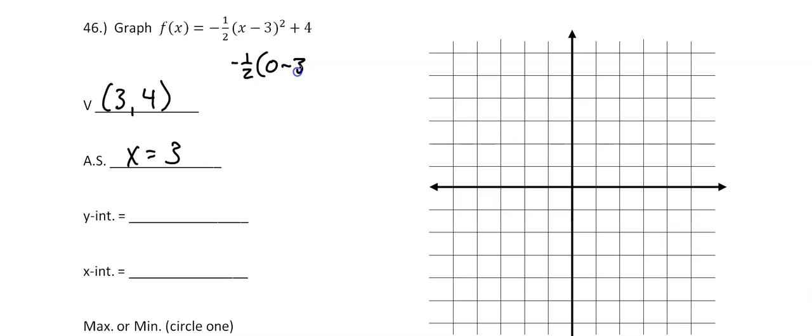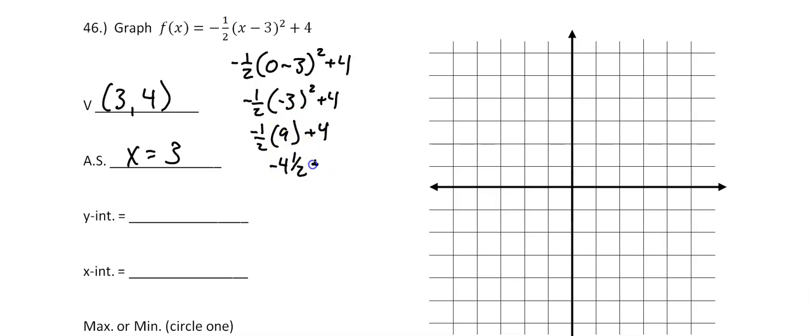And this one is a little bit more difficult to do that than standard form was, but we plug it in. See what happens. Negative 3 squared. So now I have negative 1/2 times 9. That's a negative 4 1/2. Plus 4 is a negative 1/2. Let's go to pair 0, negative 1/2.